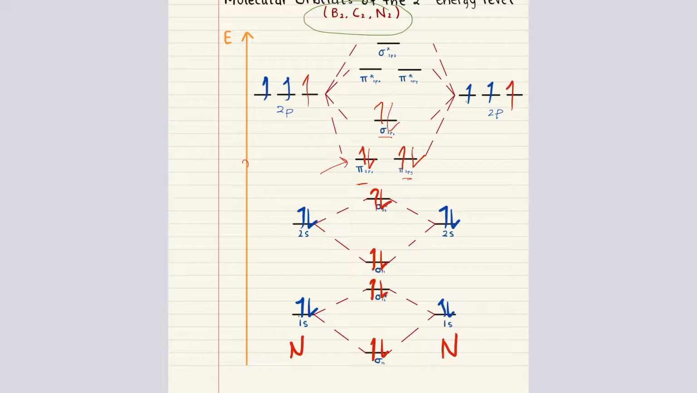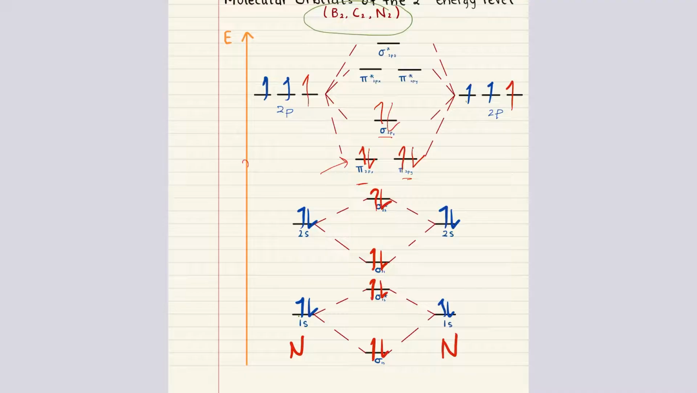All the bonding orbitals in the 2p molecular orbitals are completely filled, and there are no electrons in anti-bonding orbitals. Because all of the electrons are paired, dinitrogen is also diamagnetic, meaning it's not attracted to a magnetic field.